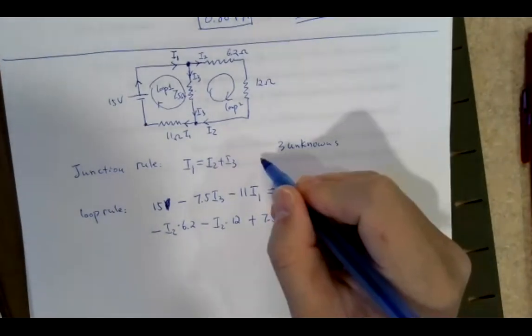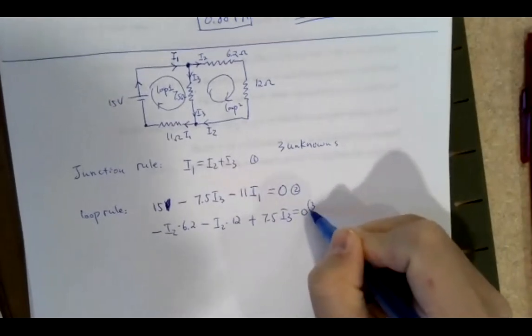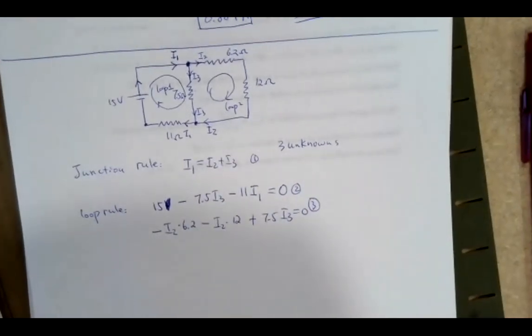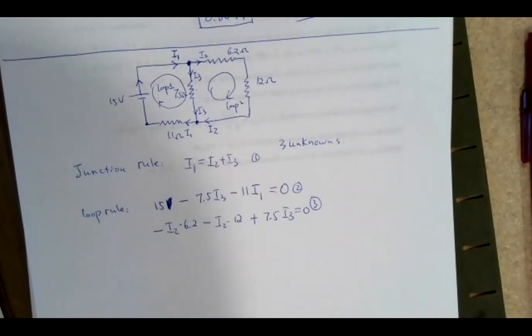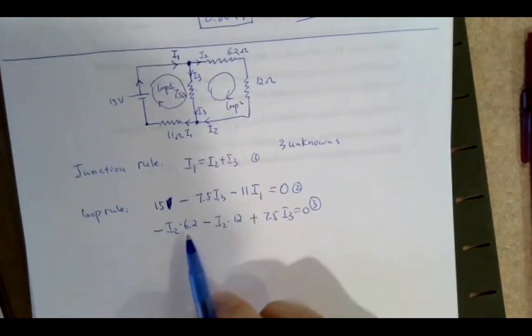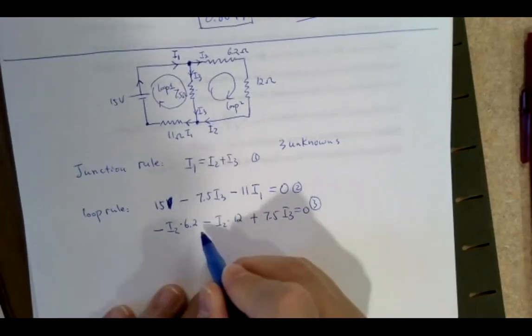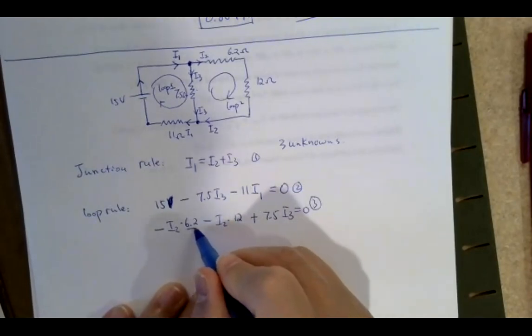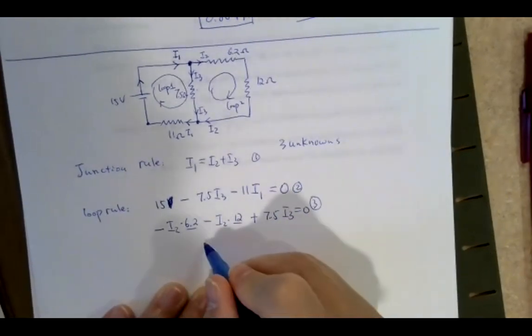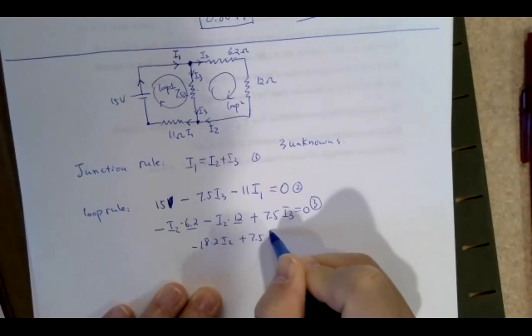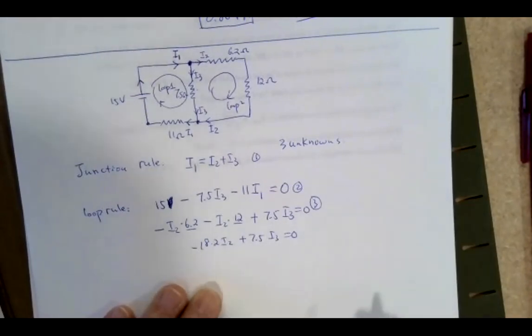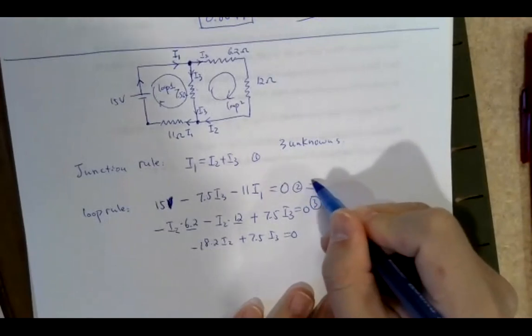Now you have 3 equations down here: 1 equation, 2 equations, and 3 equations. Then you can solve for your 3 unknowns using substitution. We'll do it this way. You can combine these two, so 12 plus 6.2 will be 18.2 times I2, plus 7.5 I3 equal to 0. So you can basically rewrite this one.